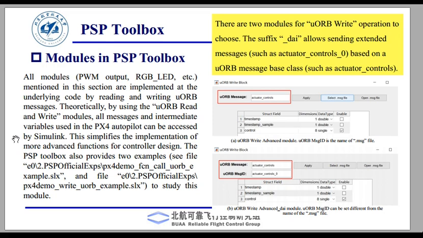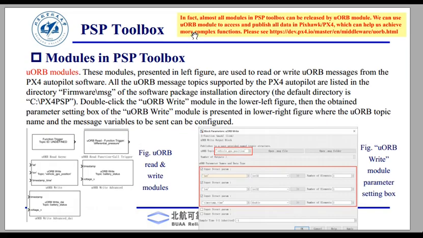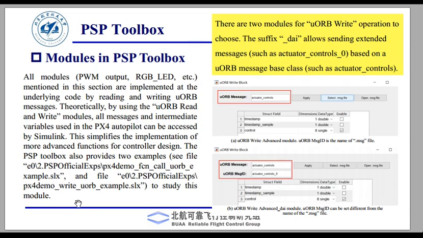The PSP toolbox also provides two examples. You can see this in this directory and this directory to study these modules. Well, concerning this remark, as you can see here, there are two modules for uORB write, but this one has an extension. Here, as you can see, there are two modules.